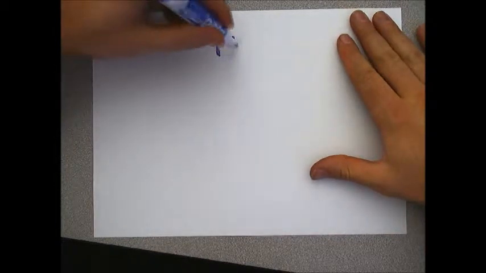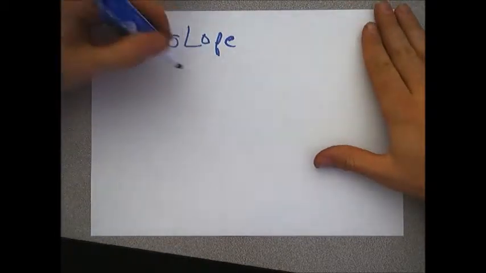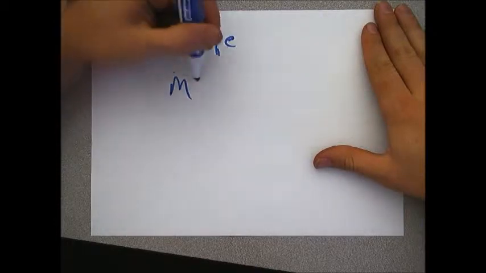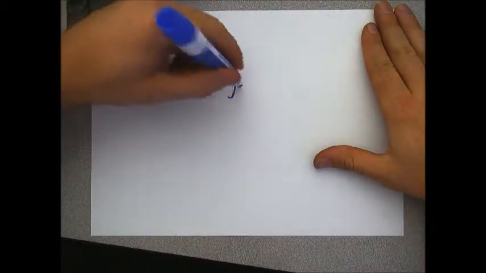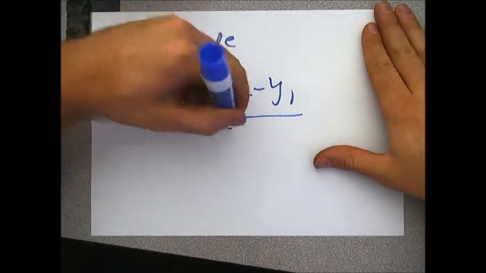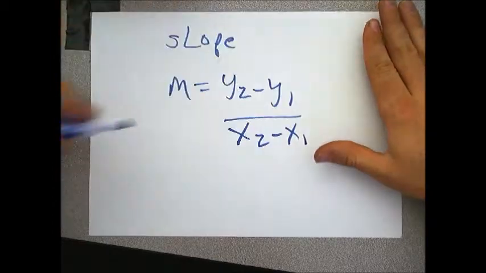So the first thing we're going to look at is how to find slope. And we know the formula for slope. We use the letter m, and we say m is equal to y2 minus y1 all over x2 minus x1.